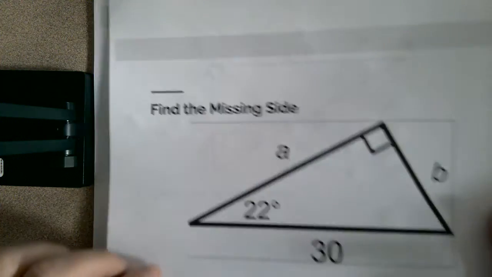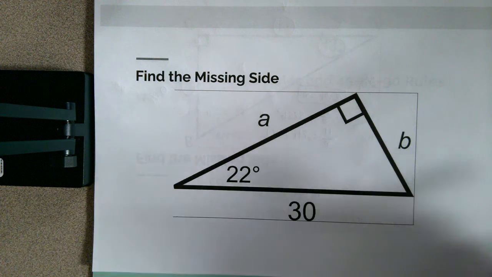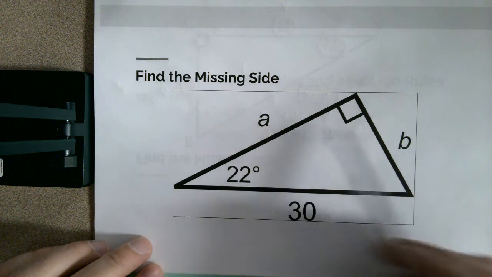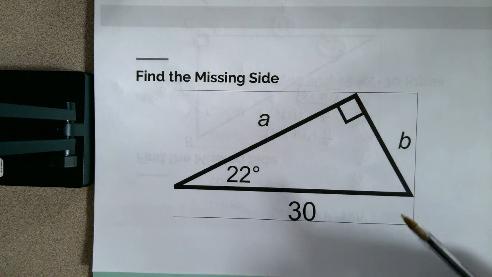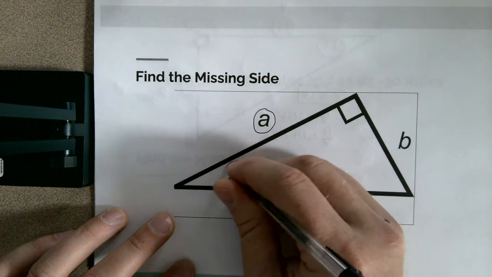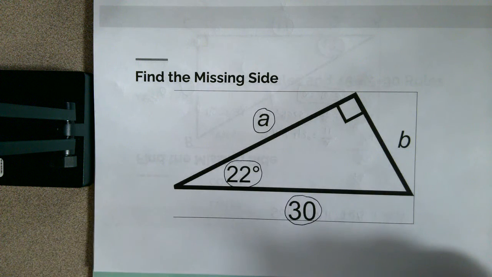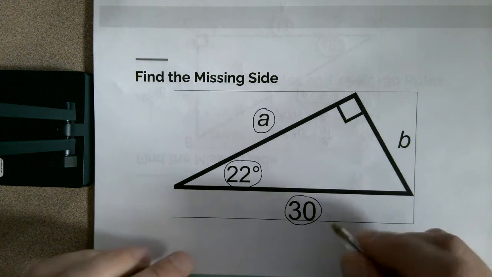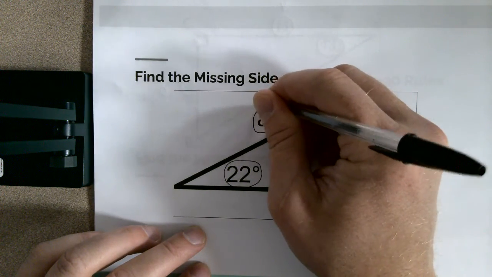Okay, let's go ahead and go to the last slide that we're going to do today. On this one, they're giving us the hypotenuse. They're giving us a 22-degree angle, and they want us to find the length of A or B. Now, for purposes of time today, we are just going to find the length of A. So A, we've got a 22-degree angle, and then we've got our 30. So in this problem, I have the hypotenuse. A is the adjacent side.